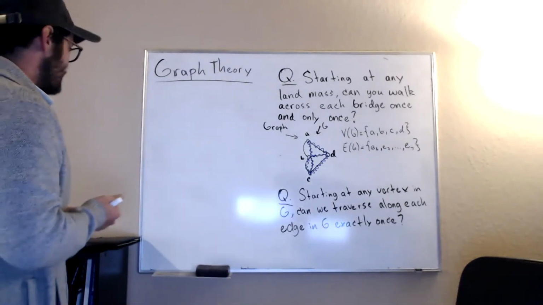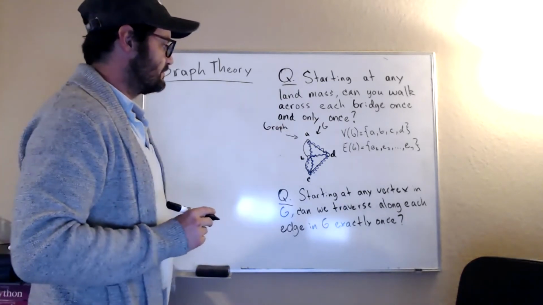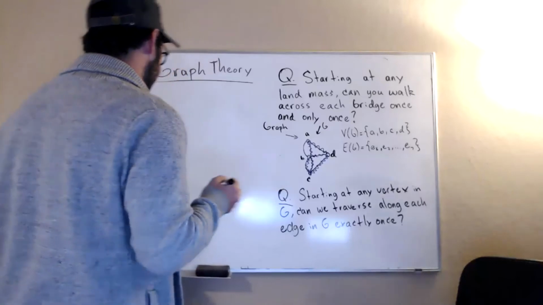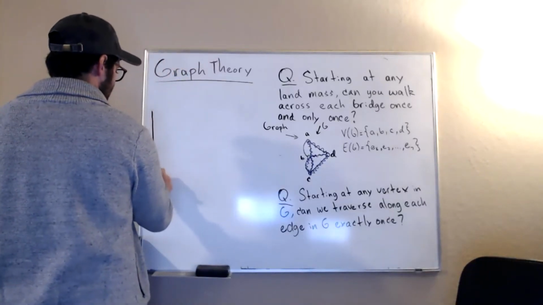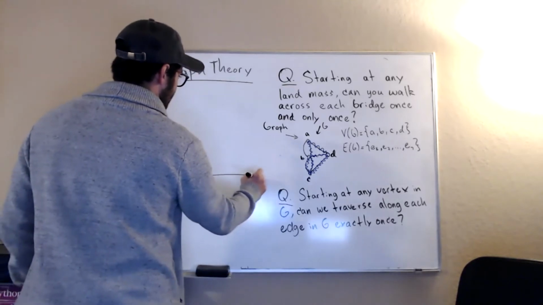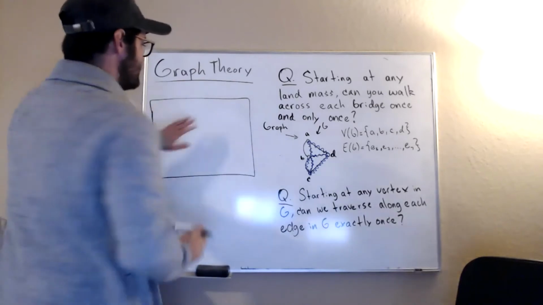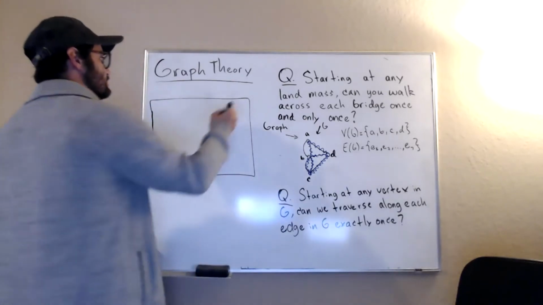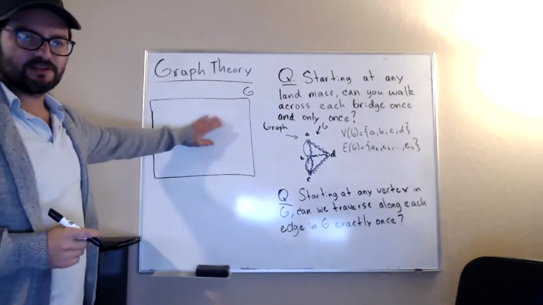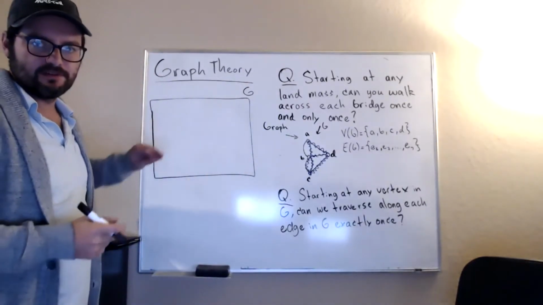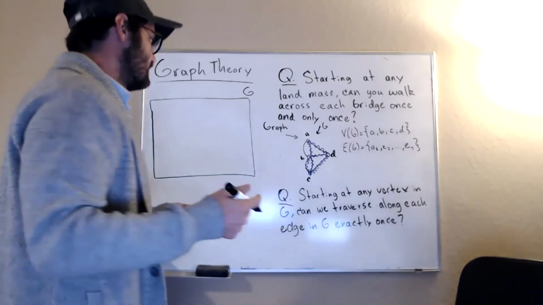Well, let's see if we can analyze this a little bit more. So I'm going to draw a kind of a little box here. And inside of here, there's going to be some graph. I'll call it G. I don't know what the graph looks like. I just know that there's a graph in here. And it just represents relations between vertices and edges.